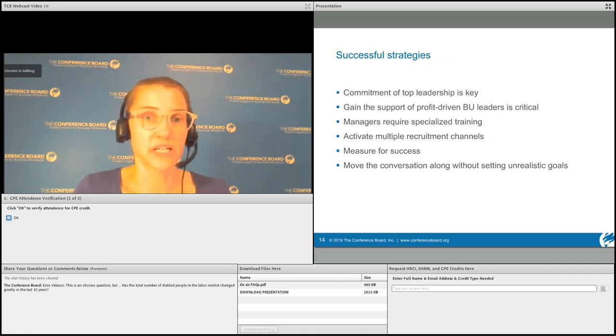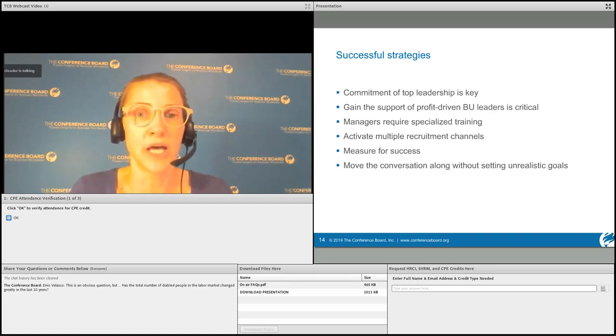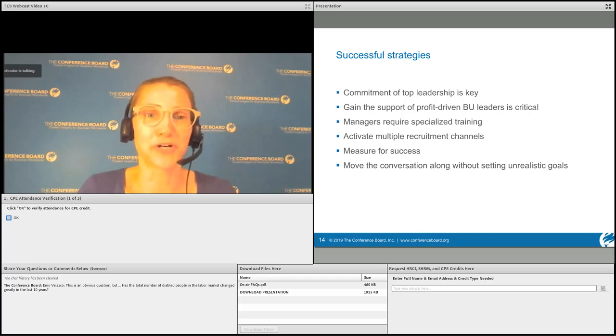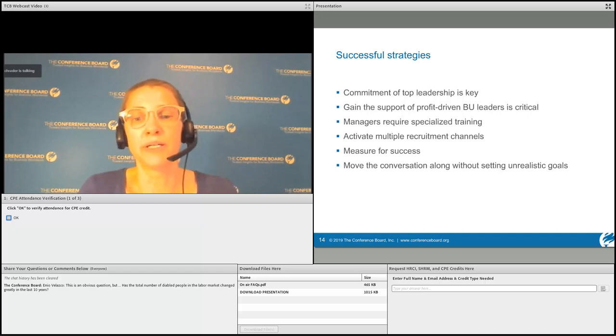In terms of the successful strategies that were discussed in the room, there are obviously many, but these are kind of the top ones that I picked up on. With anything that you try to implement, no matter what we're talking about, what is important is really the top level buy-in. So developing leadership commitment and articulating disability inclusion as a business strategy is really important.